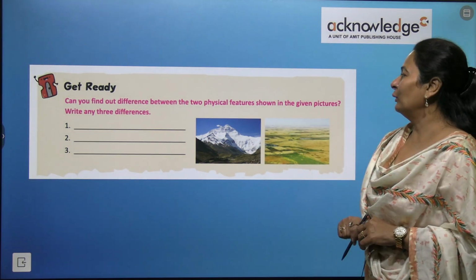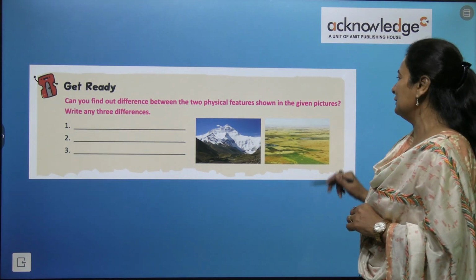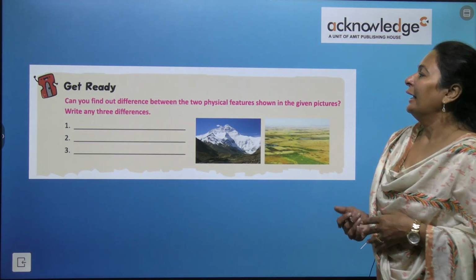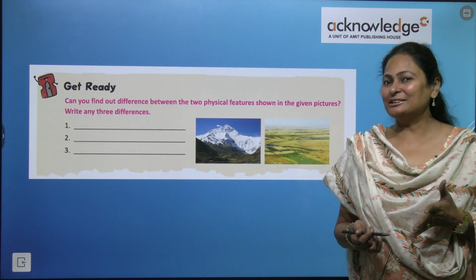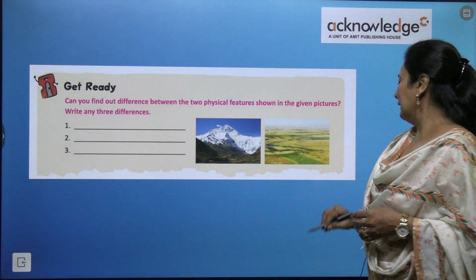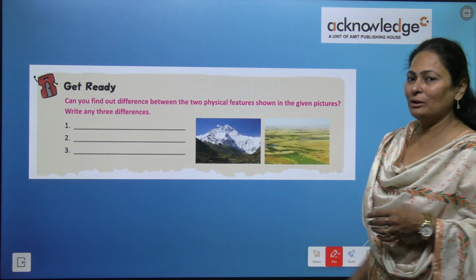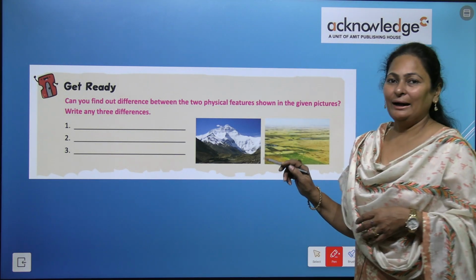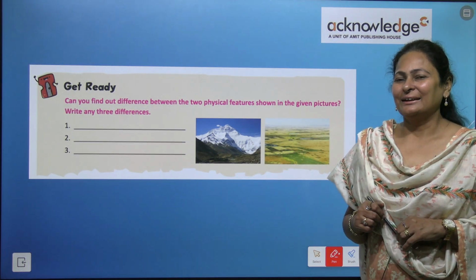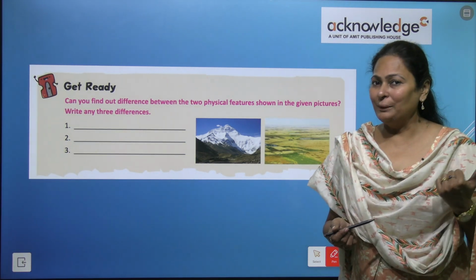Can you find out the difference between these two physical features shown in the given picture? Write any three differences. We have a glance of these pictures. This is the picture of mountains. This is the mountainous area. And the second picture, can you guess it? Yes, you have guessed it well. It is the picture of plains.